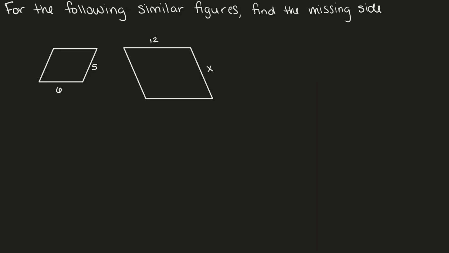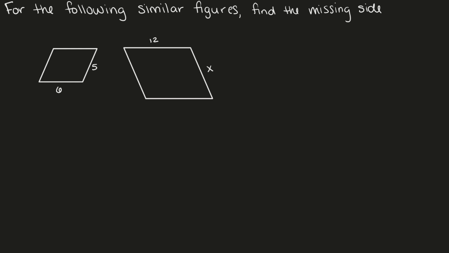For the following similar figures, let's find the missing side. Starting us off, we have these two parallelograms. We are already told that they're similar, so we don't have to go through the steps of showing they're similar. We just want to find the missing side. And as I just showed you, we can do this one of two ways. We can either use the scale factor or we can set up proportions and cross multiply. I'll show you both ways.